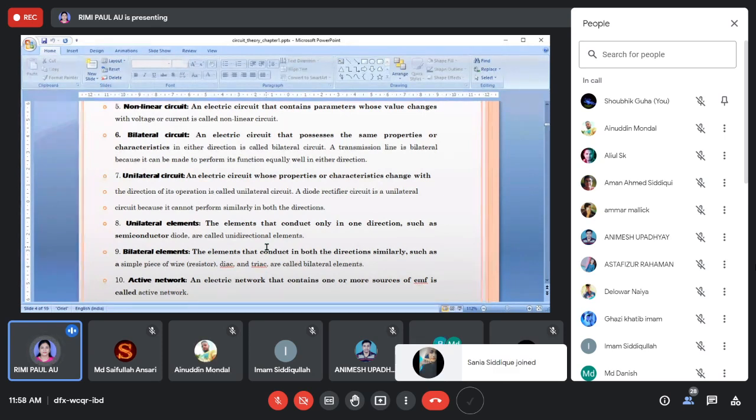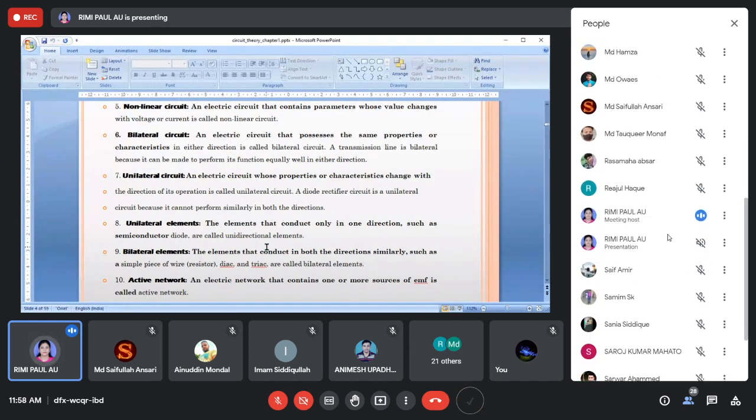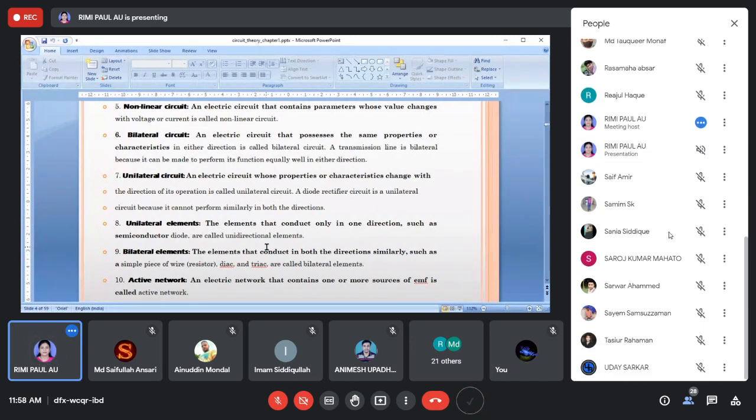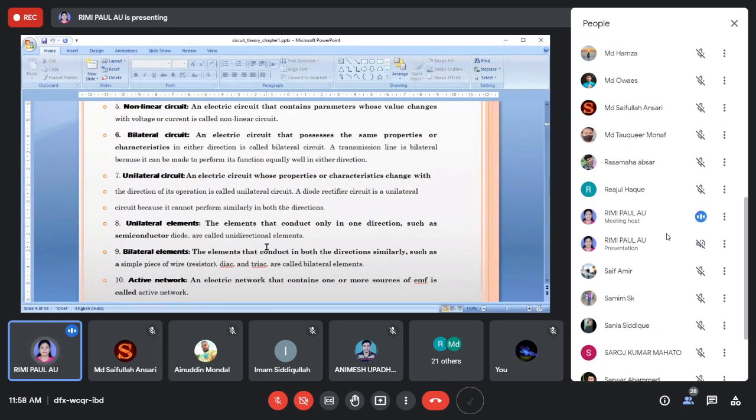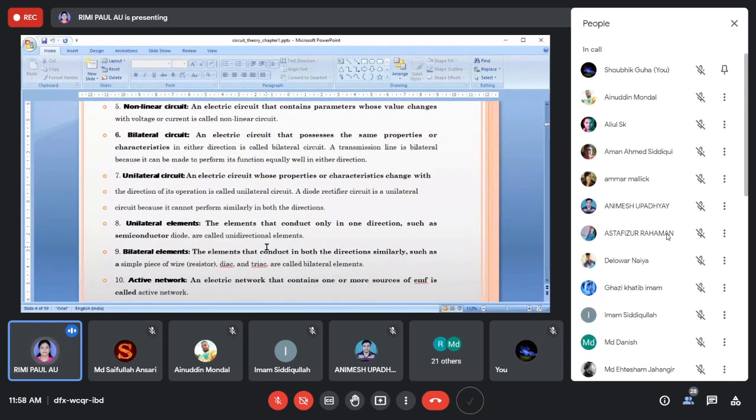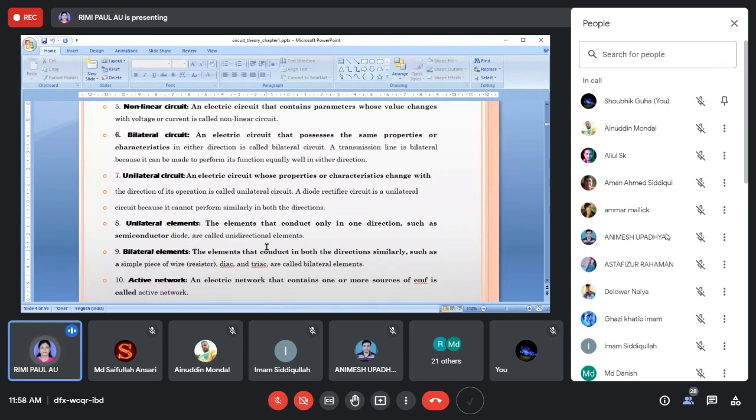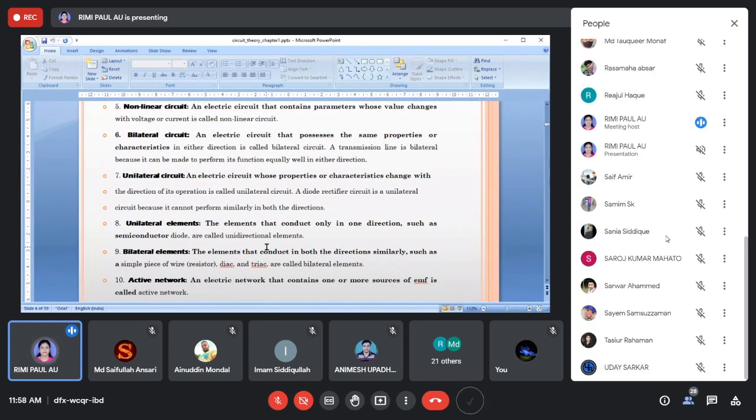A transmission line is a bilateral circuit because it consists of inductor, capacitor or resistor. So whatever the direction current flows, there is no change in the transmission line. Similarly, an electrical circuit whose properties or characteristics change with the direction of its operation is called a unilateral circuit. The example is a diode rectifier. If current flows through from one terminal to the other, it will flow, but the opposite is not possible. Next is active network and passive network.